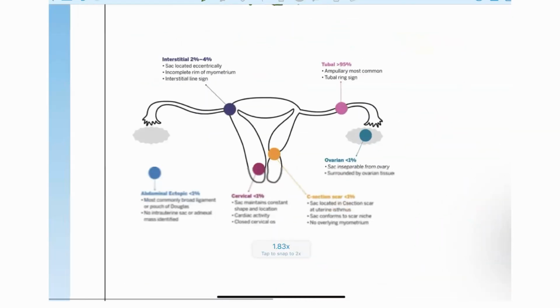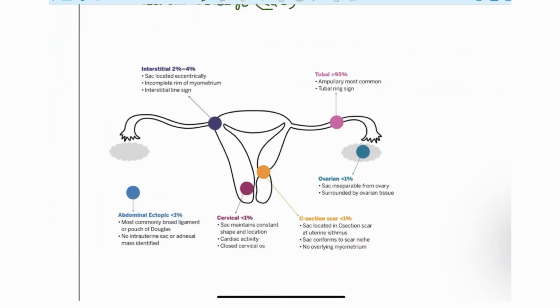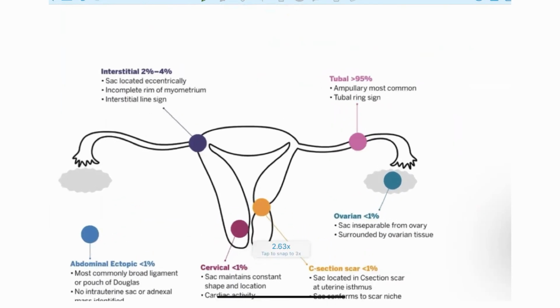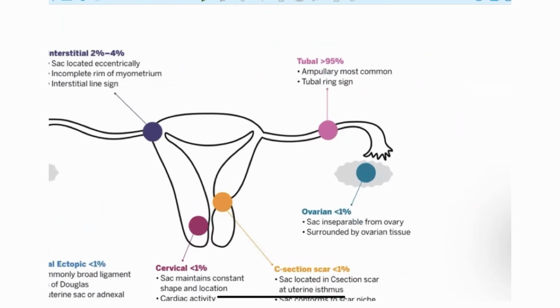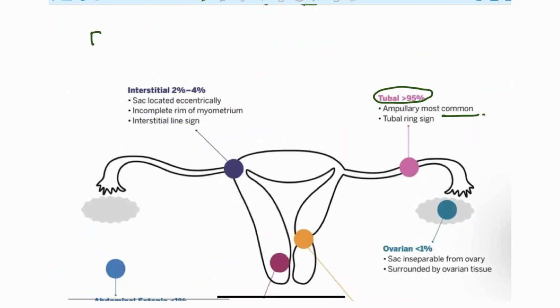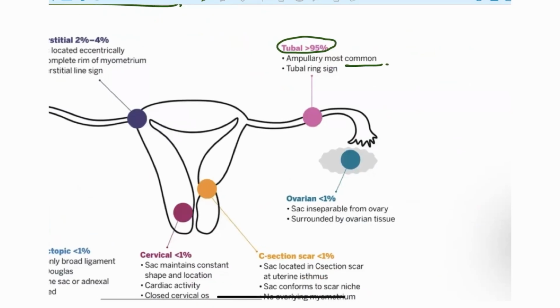Next, coming to another picture. What is this one, guys? Here you can see this is the ectopic pregnancy. Most commonly the ectopic pregnancy is seen in the tubal site only. The ampullary is the most common site. On the ultrasound, you are going to see the tubal ring sign.